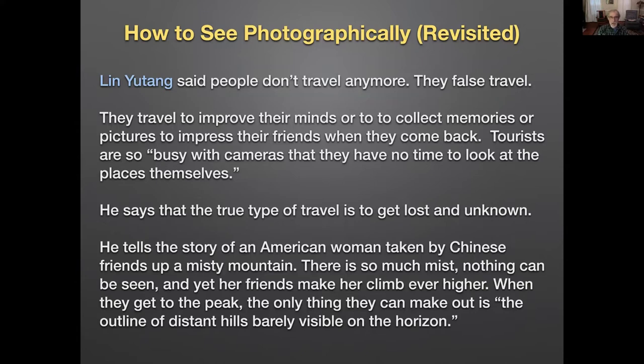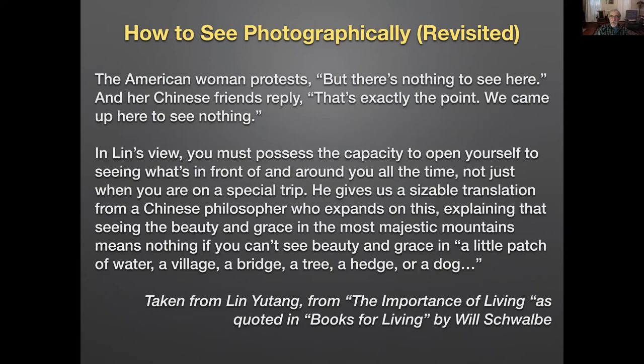He says that the true type of travel is to get lost and unknown. He tells the story of an American woman taken by Chinese friends up a misty mountain. There is so much mist, nothing can be seen, and yet her friends make her climb ever higher. When they get to the peak, the only thing they can make out is the outline of distant hills barely visible on the horizon. The American woman protests, "But there's nothing to see here." And her Chinese friends reply, "That's exactly the point. We came up here to see nothing."